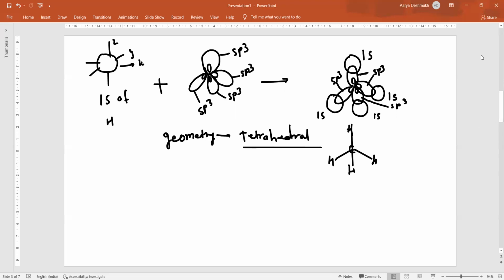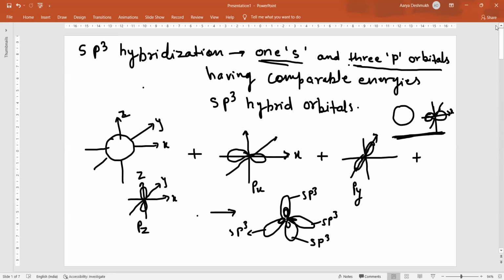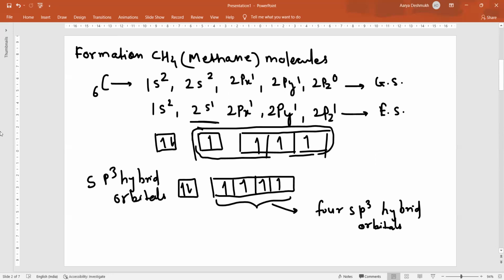So I'll just take a quick review of this sp3 hybridization here. How these orbitals are formed. 4 sp3 hybrid orbitals are formed. So everything should be drawn like this only. Then how this methane molecule is formed. So there should be an explanation about this, including whatever is on the screen, with explanation in short.